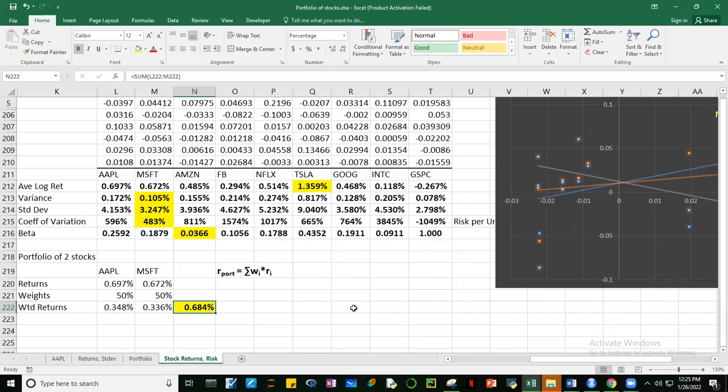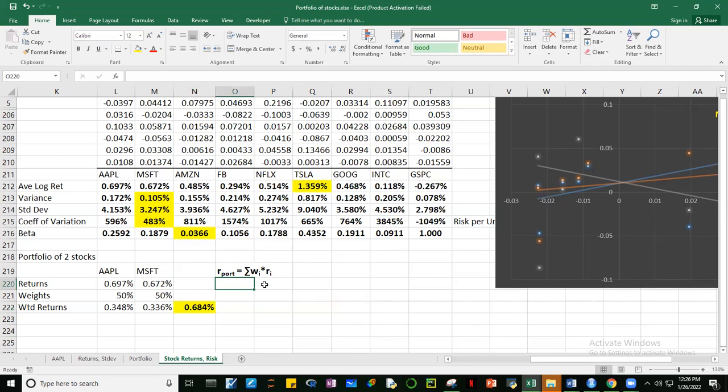Okay, paano natin kino-compute yung risk? Anyone, guys? Would you know, guys, how to compute for the risk of the portfolio? Okay, so that will be our topic next meeting kasi mahabang discussion, no?